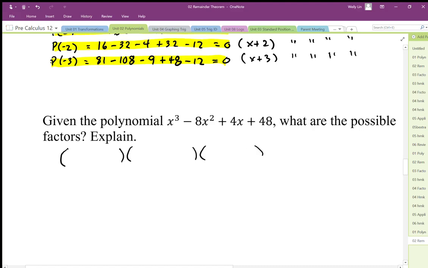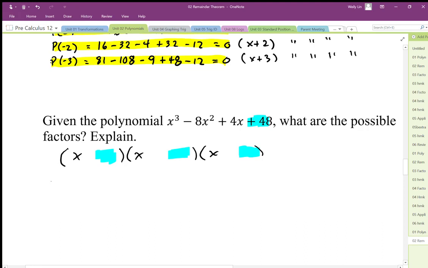Okay, and it's going to be x times x times x to give me an x cubed. But I know that these numbers here, which end up being my guesses for my remainder theorem, those numbers there must multiply to, and I'm just going to hide it, 48. Okay, so what I'm going to do is I'm going to look for factors of 48. So what are some factors of 48?